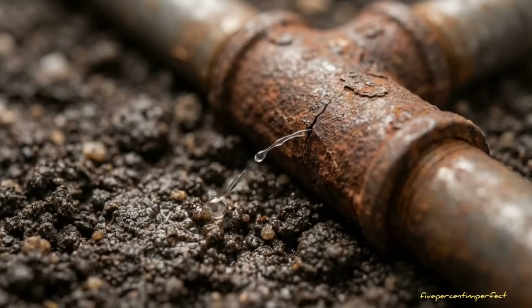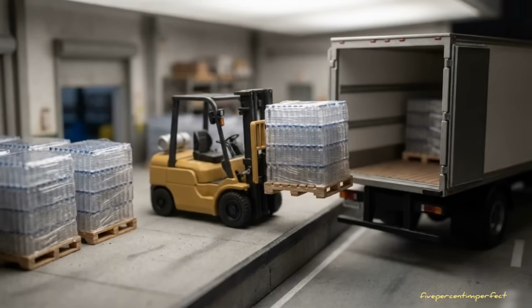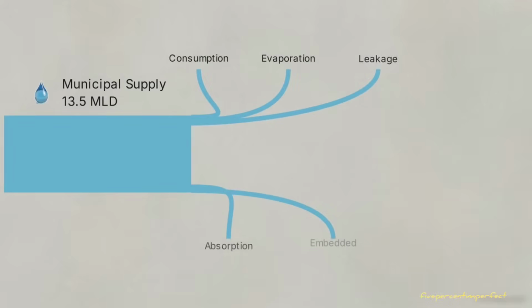The third loss is systemic leakage. A fraction of the supply escapes through microscopic faults in pressurized municipal distribution pipes before ever reaching a consumer. The fourth loss is ground absorption. Water used for agricultural irrigation or municipal landscaping infiltrates the soil rather than flowing into a drain. The fifth loss is the physical volume of water embedded into manufactured industrial products and subsequently transported out of the city limits. Returning to our diagram, we see these 5 loss streams draining away from the main flow.